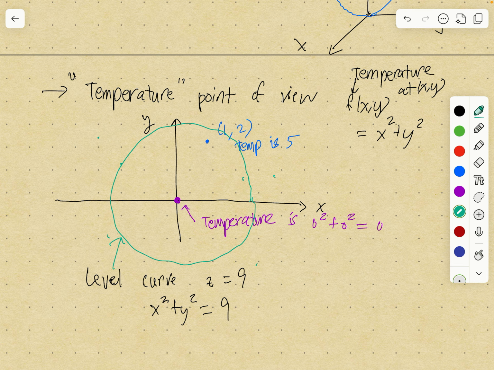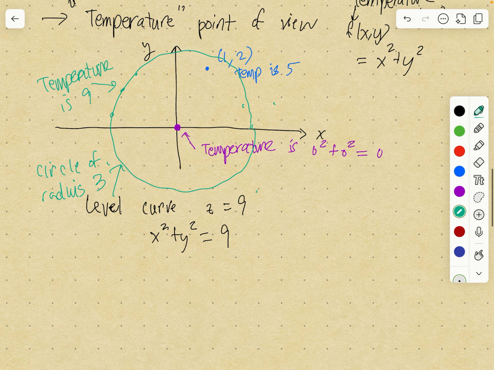So that circle of radius 3 is the level curve. X squared plus y squared is 9. That's all the points where the temperature is 9. So at all these points on the circle, the temperature is 9. So we're not actually graphing the paraboloid. We're thinking about this function as just assigning a number to each point. In this case, you're assigning the temperature to each point.